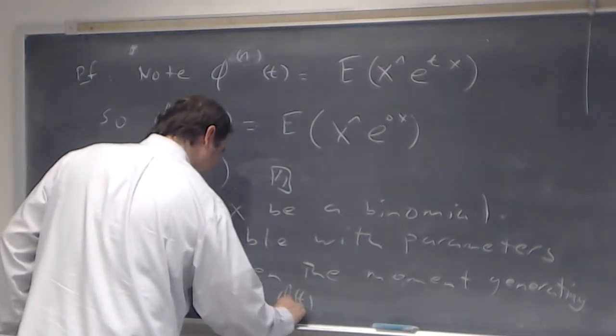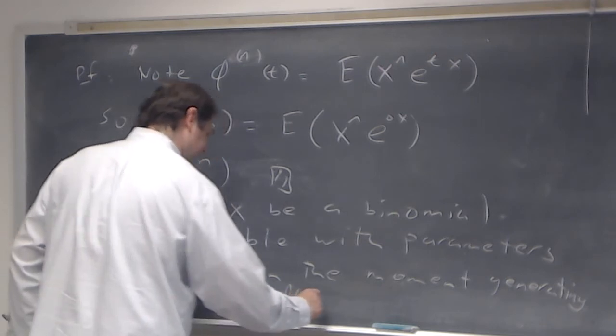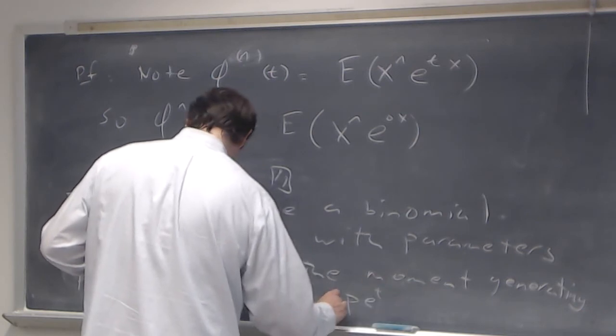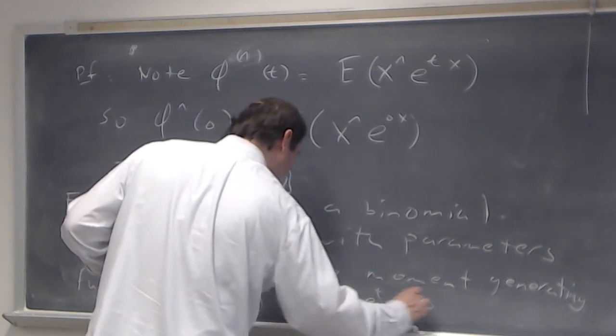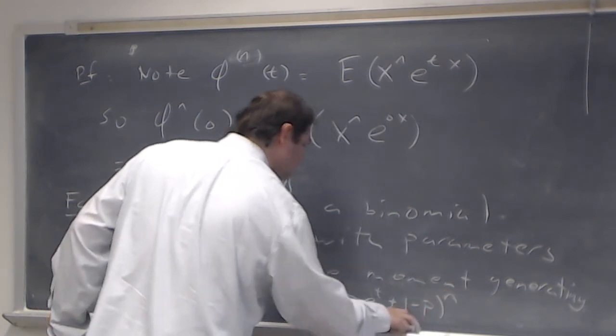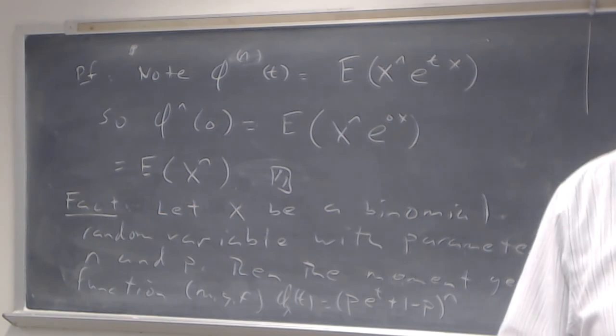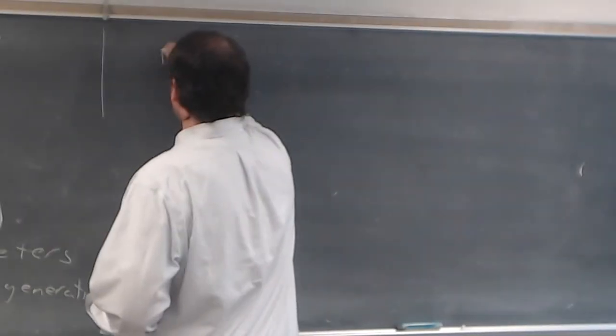Phi sub x of t is going to be equal to, okay, so here's what it is. It's p times e to the t plus 1 minus p, and all that raised to the n. Let's prove that. So this is a computation, as many of the proofs are for us in probability. Okay, so here's the proof.